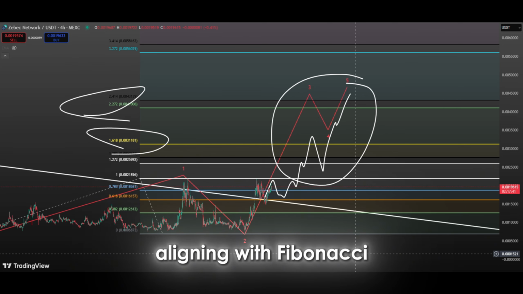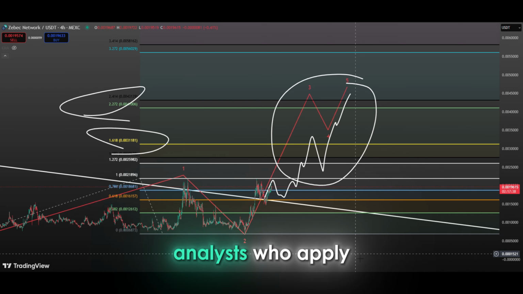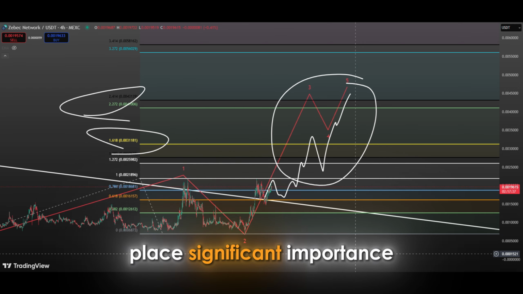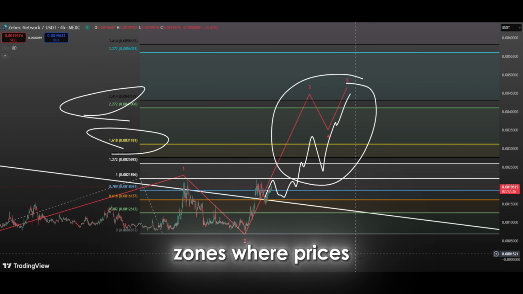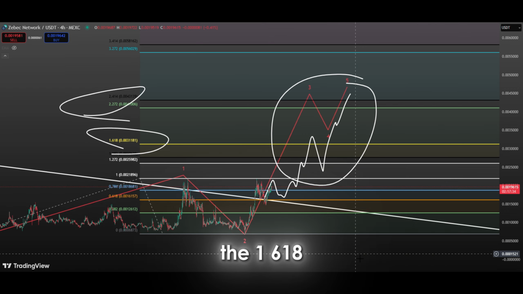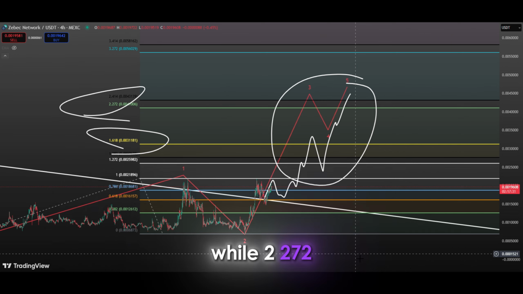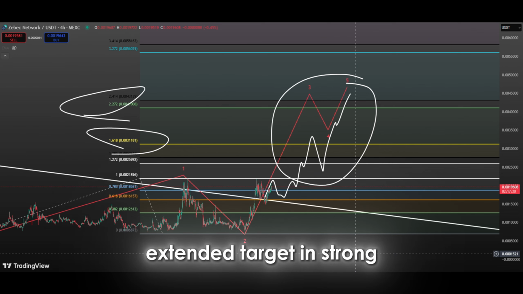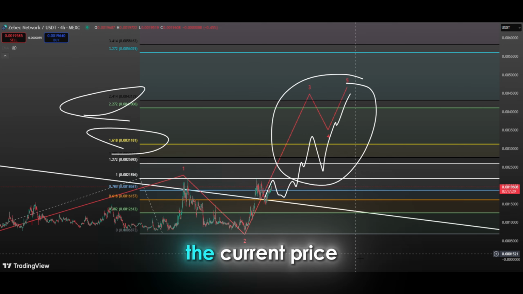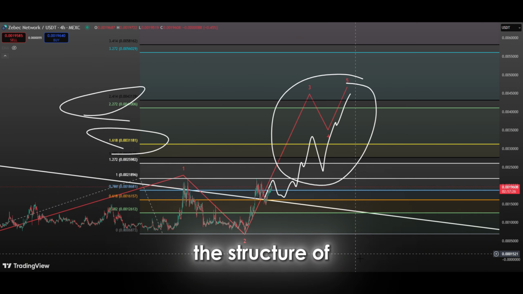Price movements aligning with Fibonacci extension ratios is a common occurrence in technical analysis. Analysts who apply Elliott wave theory place significant importance on these levels, as they represent zones where prices have historically paused, reacted, or reversed. The 1,618 level is often considered a minimum target, while 2,272 serves as an extended target in strong bullish scenarios. The current price not having yet reached these levels suggests that a substantial window of opportunity remains open for investors. At this point, the structure of the price action presents a highly consistent picture.